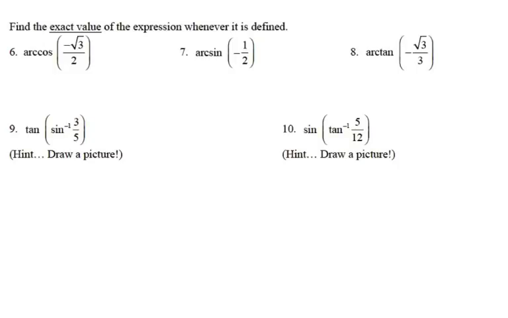Alright, 6, 7, and 8, these are calculator problems. Put your calculator in degree mode. And you're going to type this into the calculator. So arc cosine is the same thing as inverse cosine. So inverse cosine of -√3 over 2 is 150.